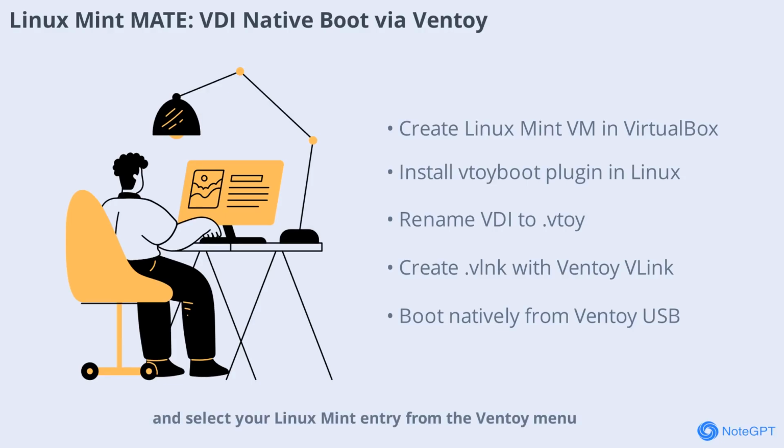To boot natively, plug in the USB, boot from it, and select your Linux Mint entry from the Ventoy menu. Your system will now run directly from the VDI image on real hardware, bypassing virtualization entirely.